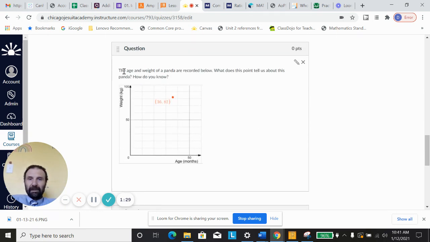Question 4. The age and the weight of a panda are recorded below. Look at the graph carefully. What does this point tell us about the panda? And how do you know? Look carefully. And final question.